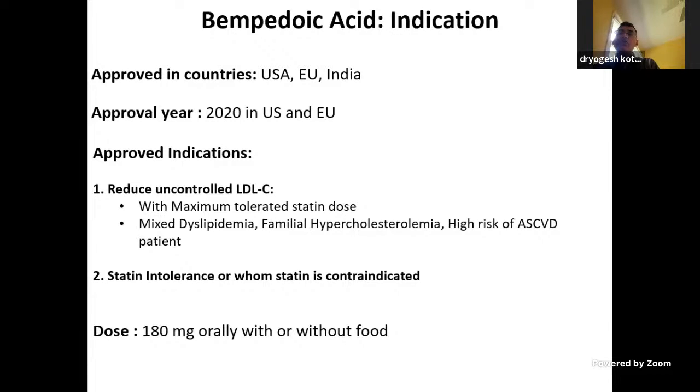So it is approved in the USA, the European Union, and now it is approved even in India. Approval in the US and European Union was in 2020. The main indications are to reduce uncontrolled LDL cholesterol in patients on maximum tolerated statin dose, mixed dyslipidemia, familial hypercholesterolemia, and high-risk ASCVD patients. Statin intolerance, or when statins are contraindicated, again becomes a very important indication for bempedoic acid. And the dosage is basically 180 milligrams orally with or without food. Next slide.